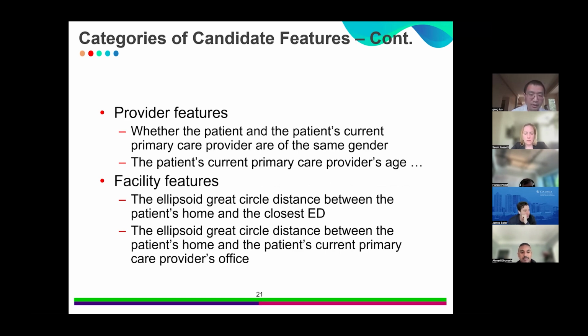We have provider features such as whether the patient and the patient's current primary care provider are of the same gender, the age of the patient's current primary care provider. We have facility features such as the distance between the patient's home and the closest emergency room, and the distance between the patient's home and the office of the patient's current primary care provider.